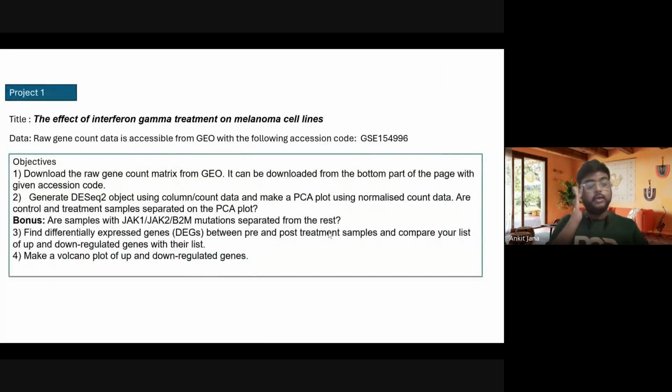After that, I will briefly talk about one of the projects, which is the effect of interferon gamma treatment on melanoma cell lines. Basically, the raw gene count is available in GEO. GEO is a database where genomic data are stored. We will download those data and clean them. We will generate a DESeq2 object, plot a PCA plot, and look at the differentially expressed genes. We will make a volcano plot and all, like whatever data or figure you see in a transcriptomic or genomic paper, we will try to generate all those.